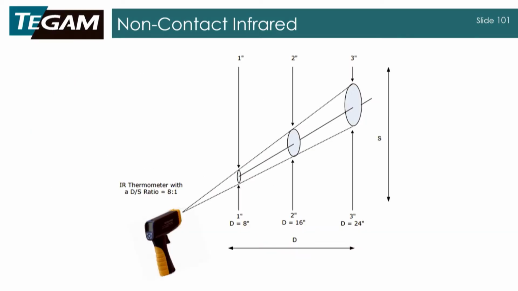So this is the 8 to 1 diagram. If you're out at 16 inches and you have a 2-inch spot, it's giving you the average of that whole 2-inch field of view. So that's important to understand, both from application and from calibration. The target has to fall completely on the target that you're focusing on. That's one of the causes of variability.